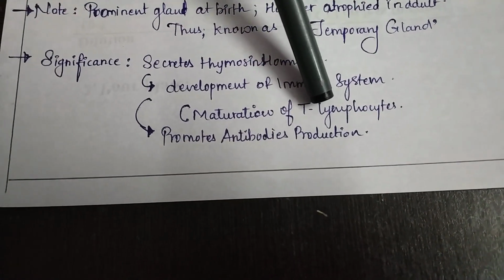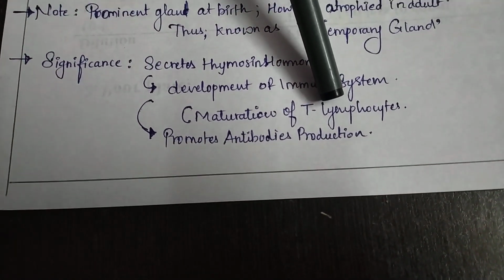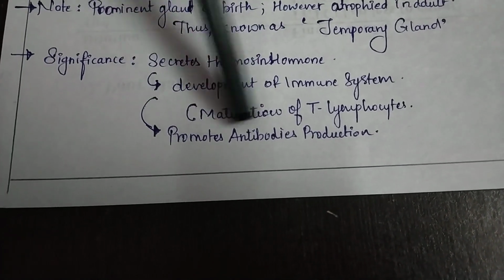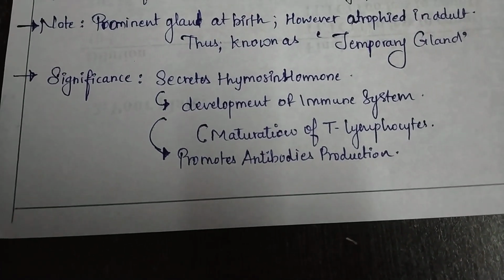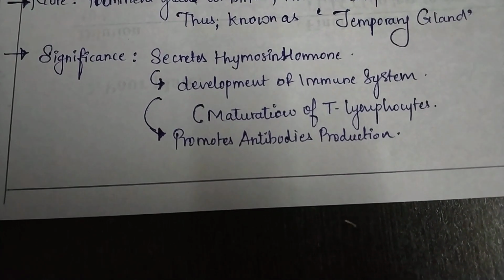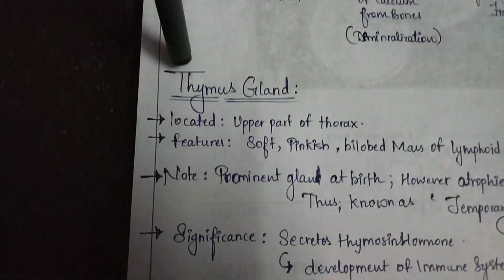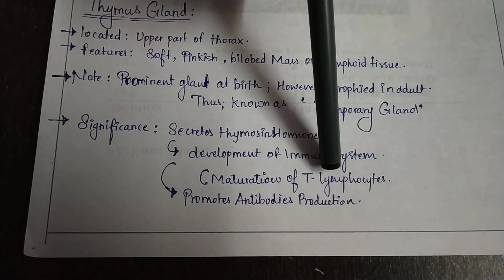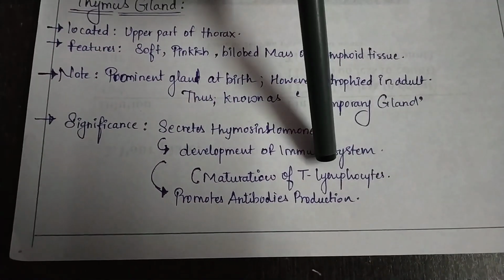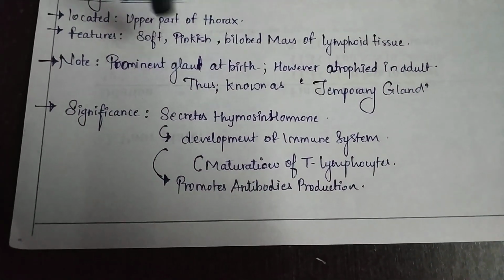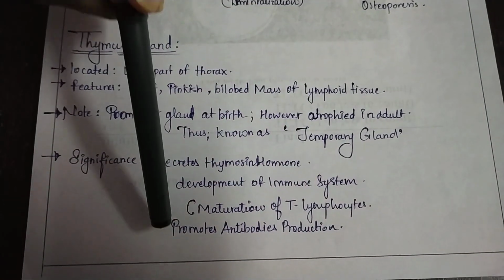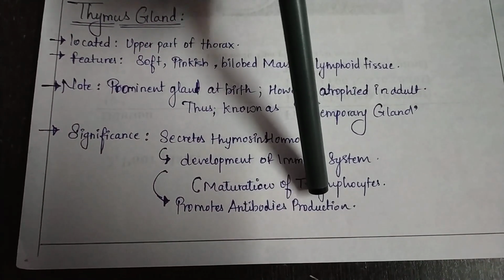In lymphocytes, there are two types: B lymphocytes and T lymphocytes. The lymphocytes whose maturation happens in the thymus gland are known as T lymphocytes. Due to this maturation of lymphocytes in the thymus gland, they are named T lymphocytes, and they are responsible for promoting antibody production.